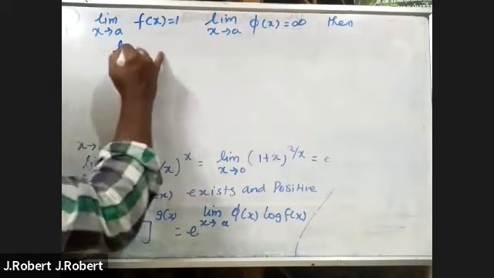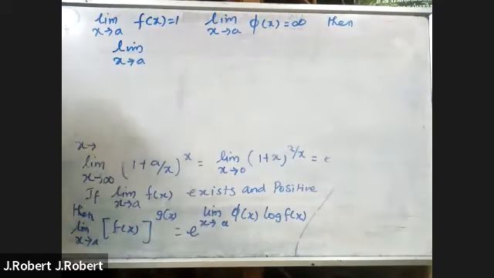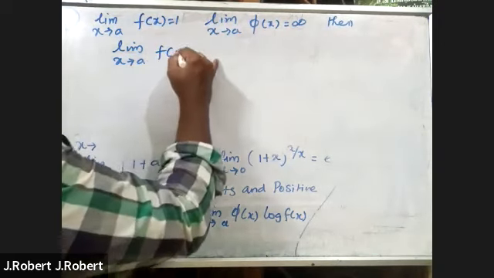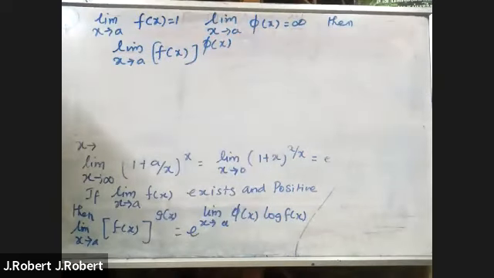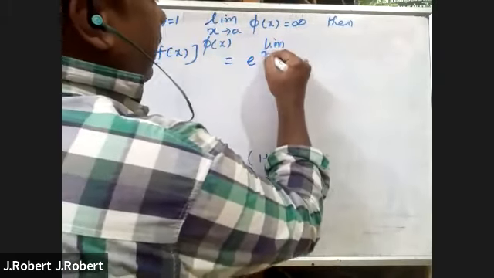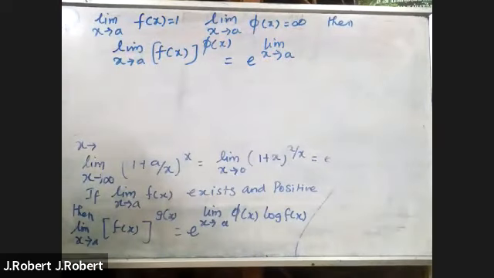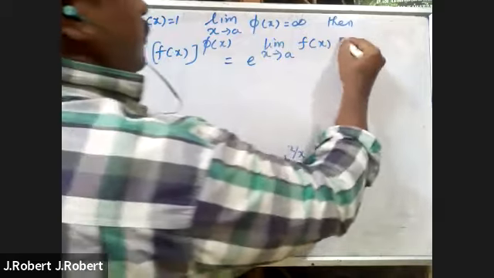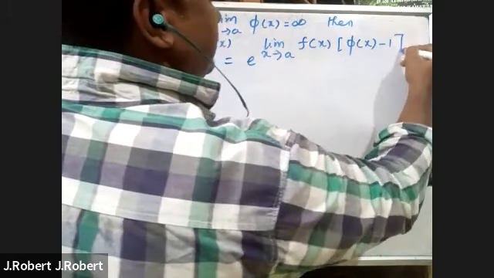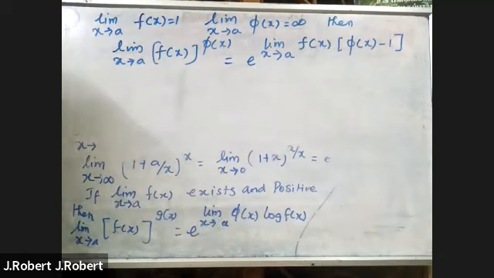Then limit x tends to a, [f(x)] whole power phi(x), is equal to e power limit x tends to a, f(x) into phi(x) minus 1.